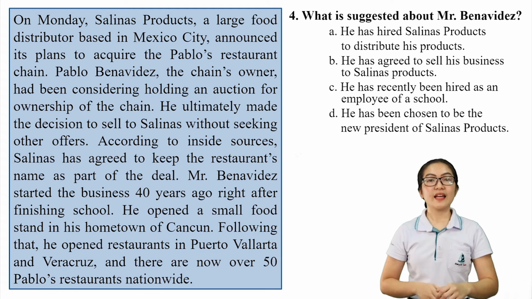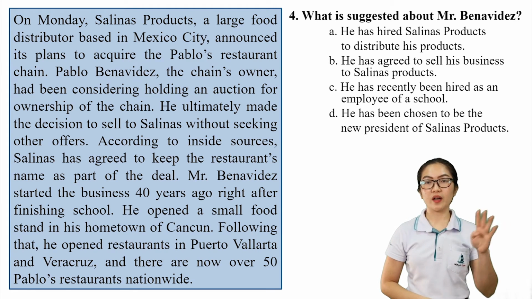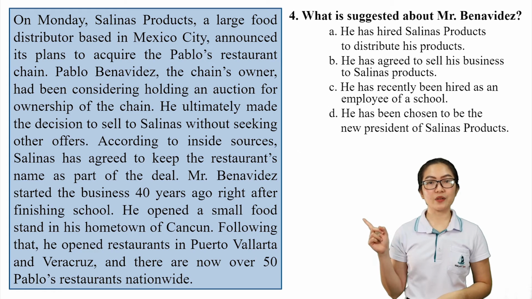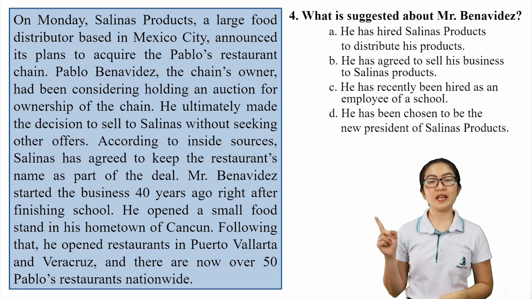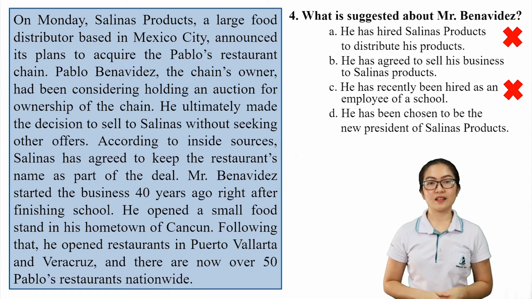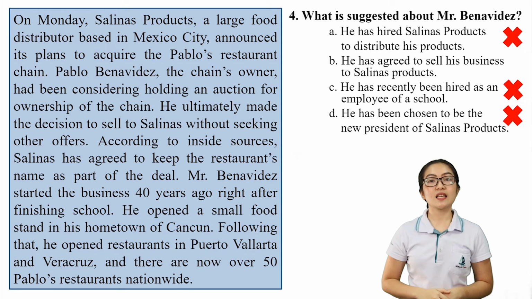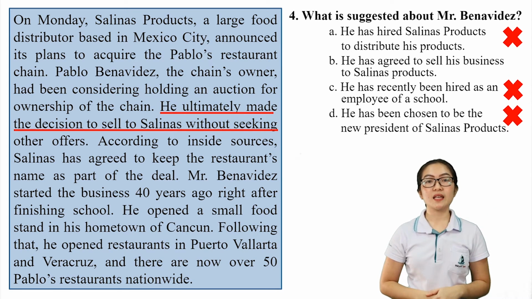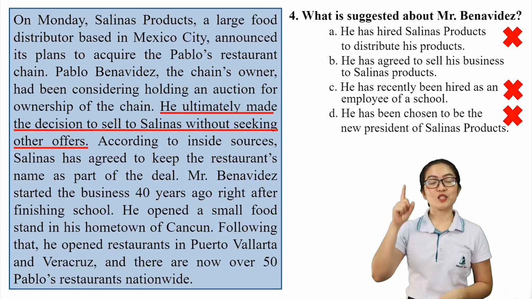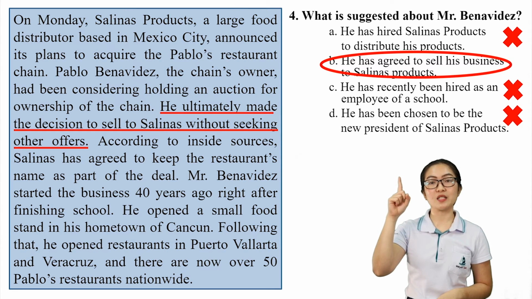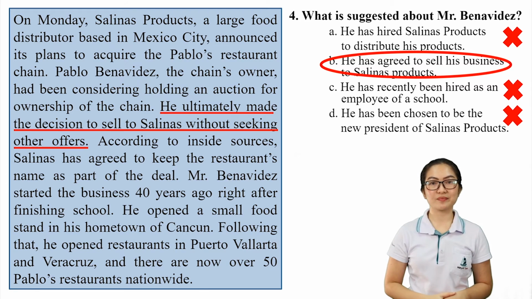Time's up. Let's answer question number 4. What is suggested about Mr. Benavides? Scanning through the article, it's not about hiring, but about acquiring ownership of a restaurant. So let's eliminate choices A and C. No president position was mentioned, so letter D is also not an answer. It's in sentence 3 where we can see that the answer is letter B. He has agreed to sell his business to Salinas Products.